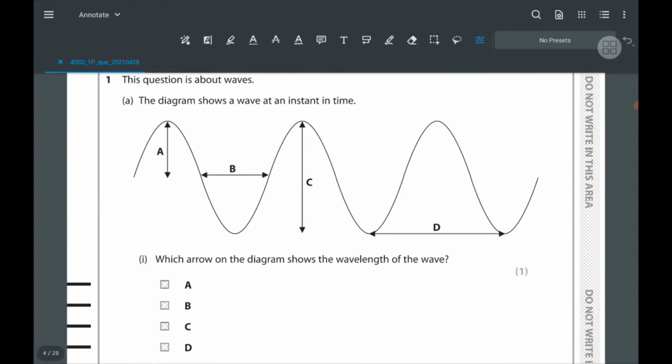First question. The diagram shows a wave at an instant in time. Which arrow of the diagram shows the wavelength of the wave? We know wavelength is the distance in between two adjacent crests or two adjacent troughs. So here you can see the arrow D is showing the wavelength. So the answer is D.